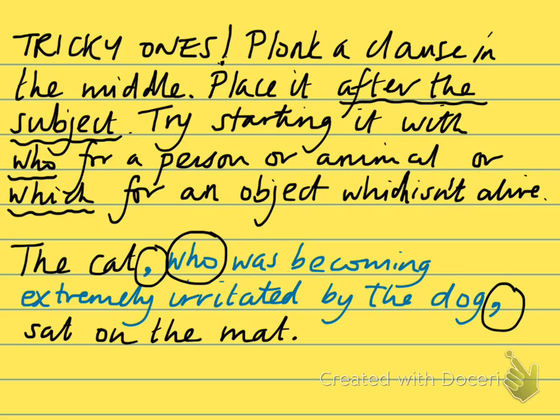For all of these clause sentences, you should be able to take the clause out and the sentence will return to what it was originally and will make sense. This one, for example, would say, the cat sat on the mat.